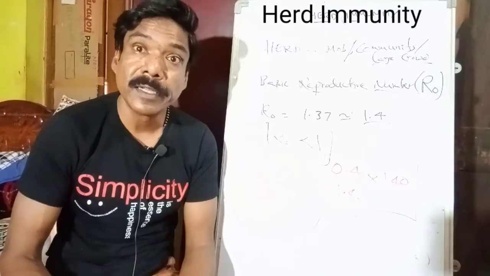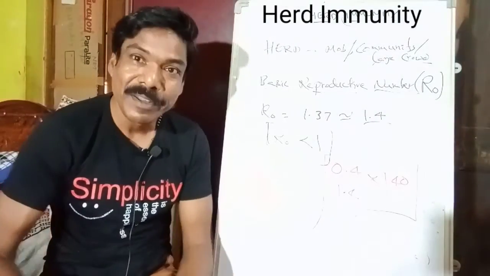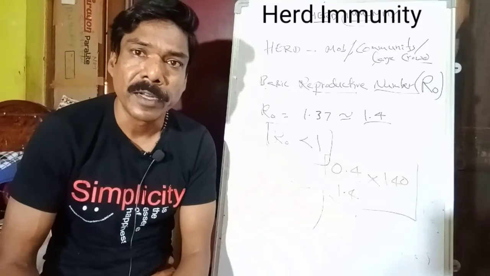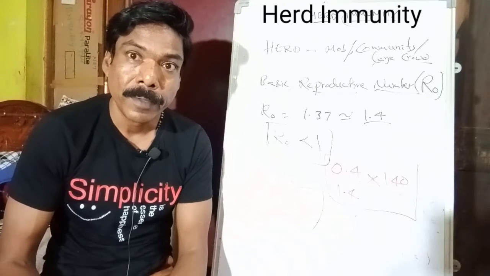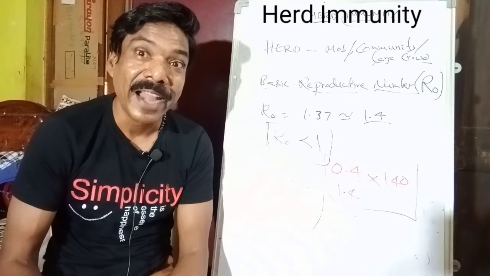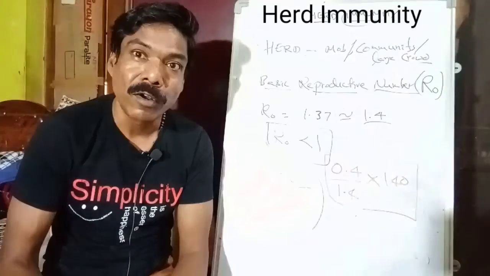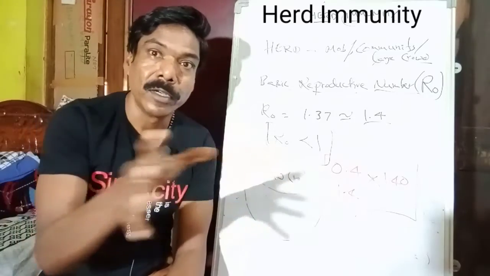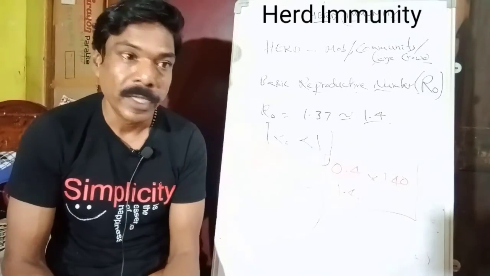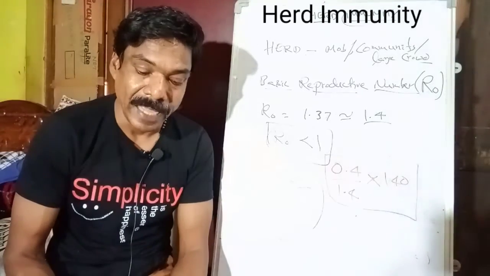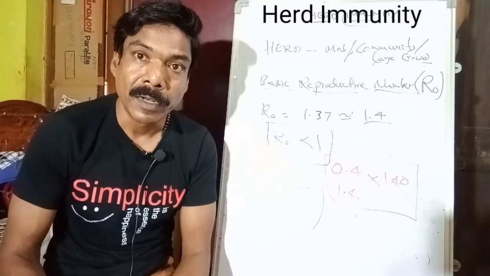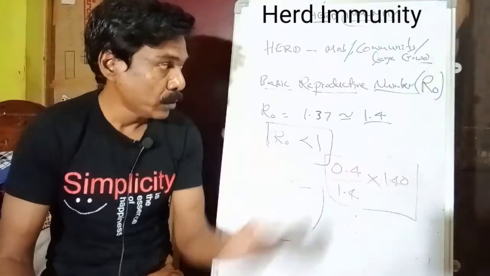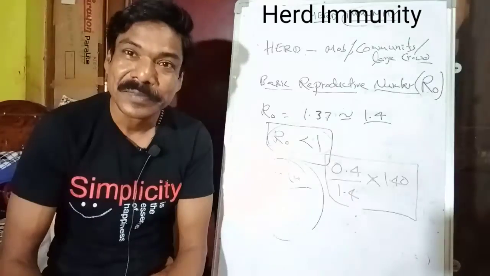Okay, this basic reproductive number R naught can be reduced either by making more people immune to a particular virus, also by making more people hiding from the virus. So when the virus is not finding any target, the antigen is not finding any target, then it will not pass on to more people. Okay, so the R naught is nothing but the average number of healthy people who can be infected by an infected person.